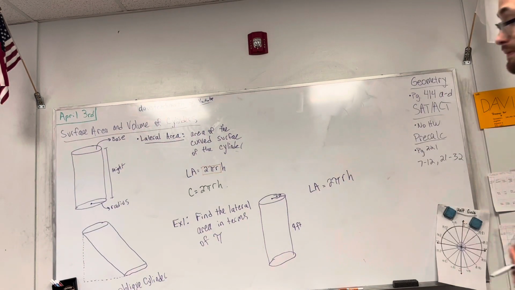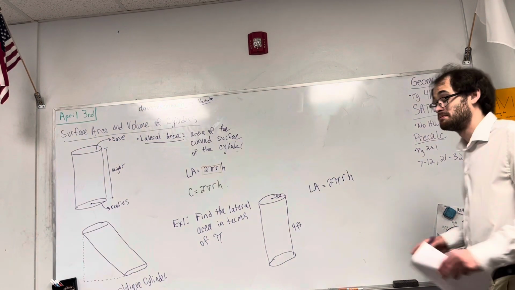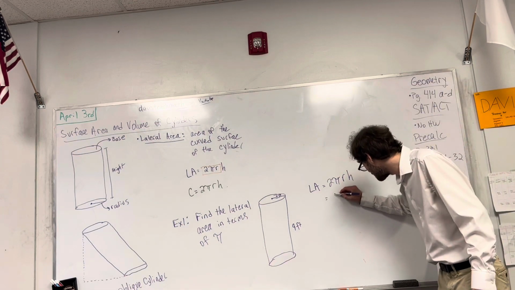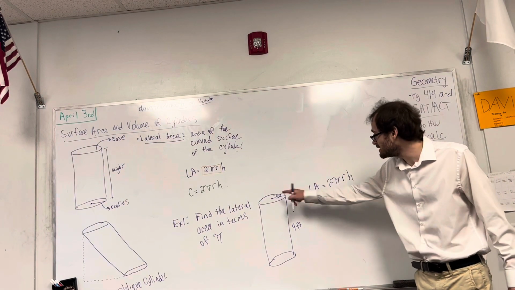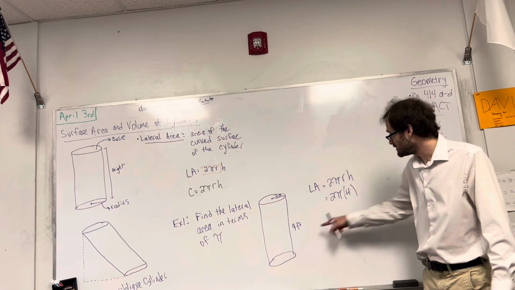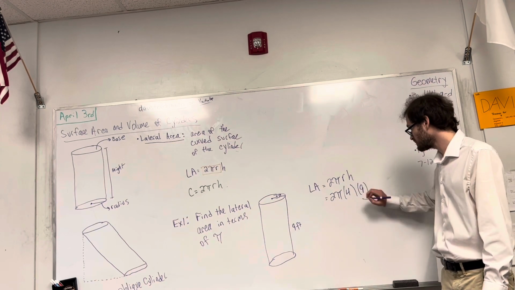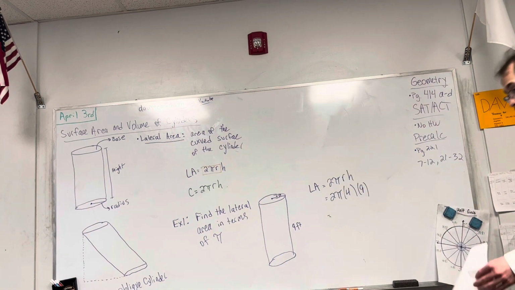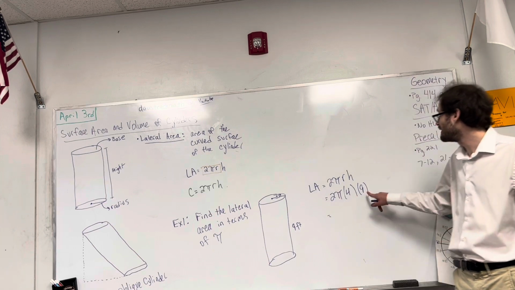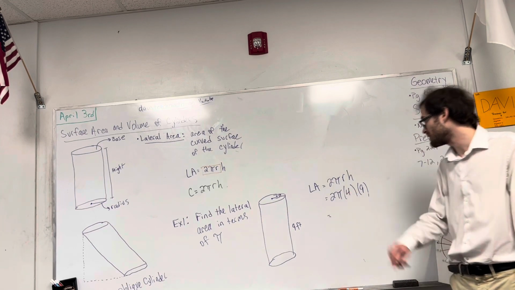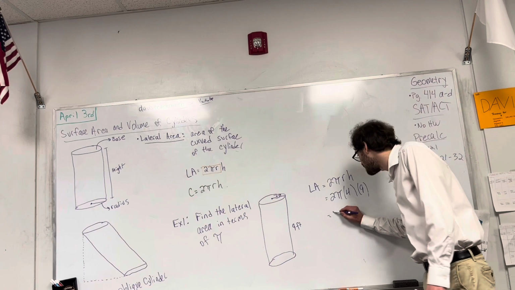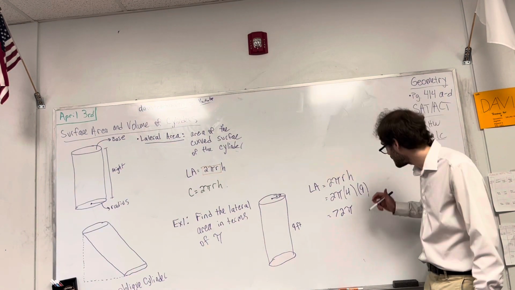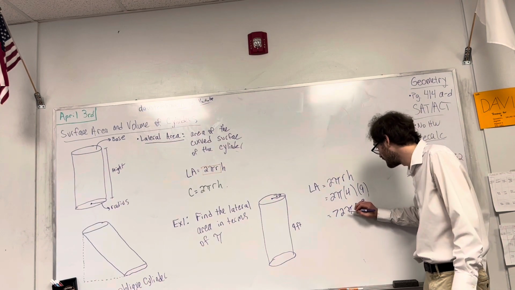Excellent. All I have to do from here is plug and chug. A lot of the time, these aren't too bad. 2 pi, the radius is 4, and the height is 9. I want my answer in terms of pi, so I don't have to worry about that too much. I just need to multiply all my numbers. 2 times 4 is 8, 8 times 9 is 72. So my answer is 72, and since we're doing lateral area, this would be feet squared.